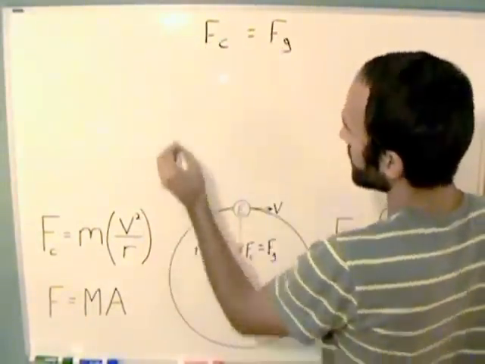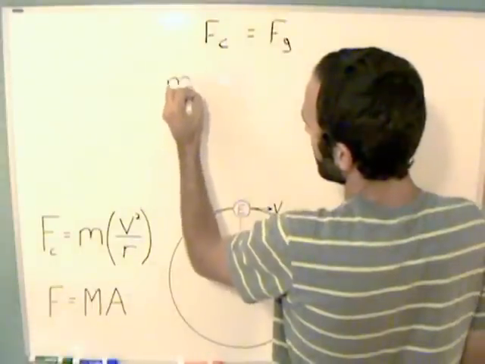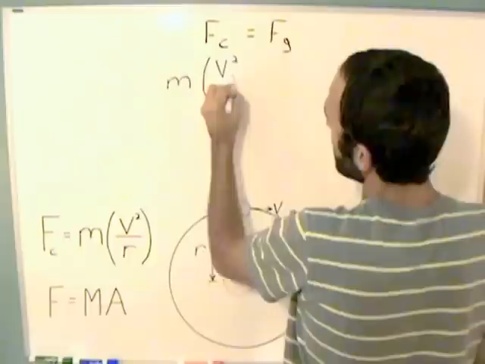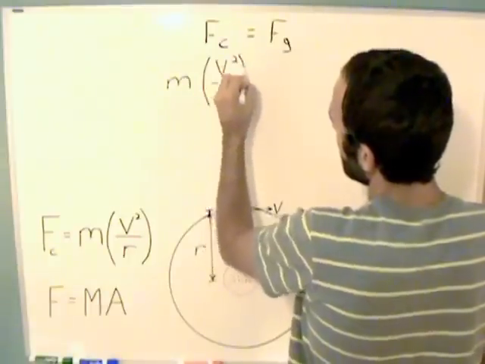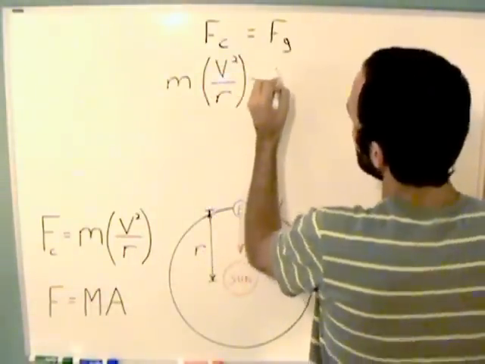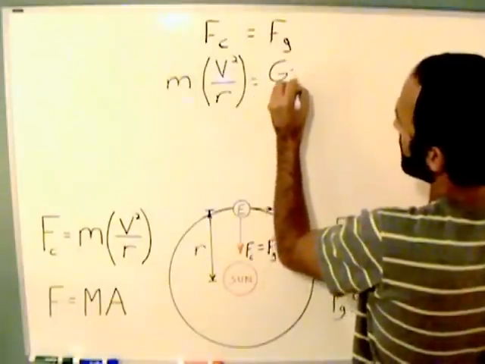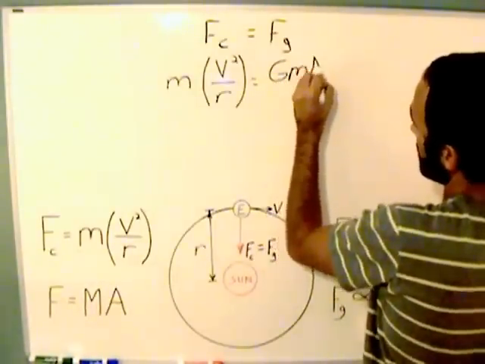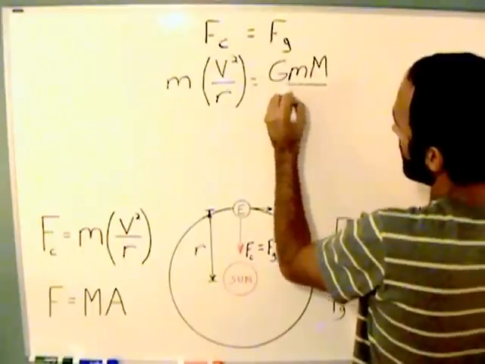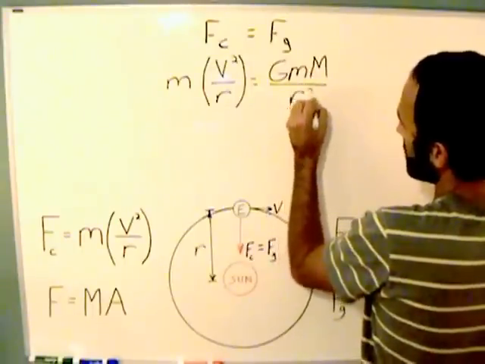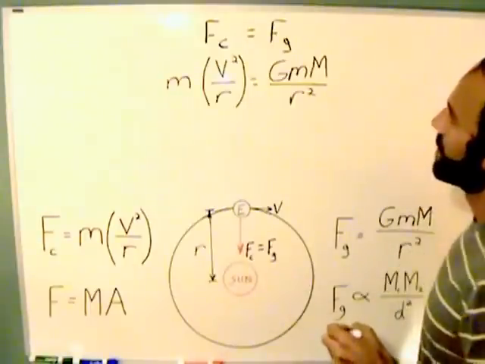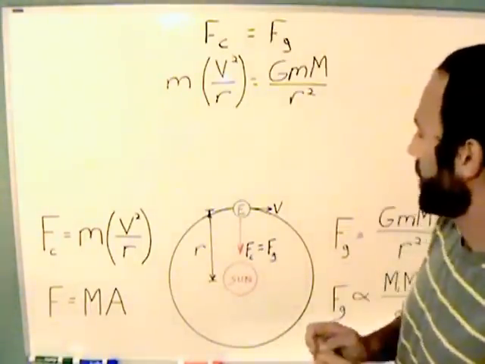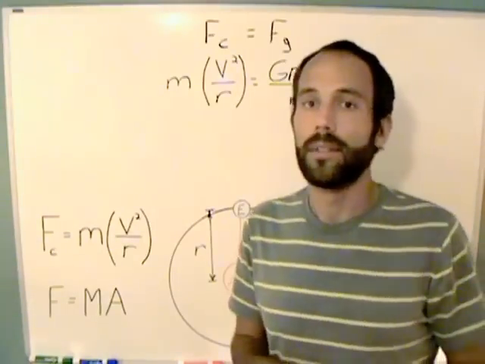But this is really m times v squared over r, is equal to big G, the gravitational constant, times the little m, which is the mass of Earth, times big M, which we're going to say is the mass of the Sun in this case, over r squared.